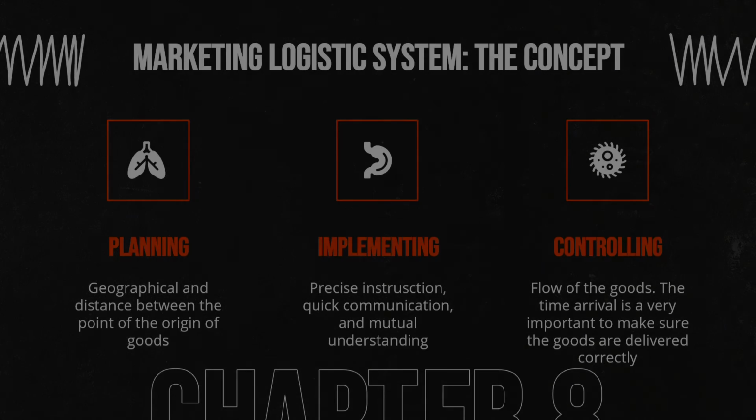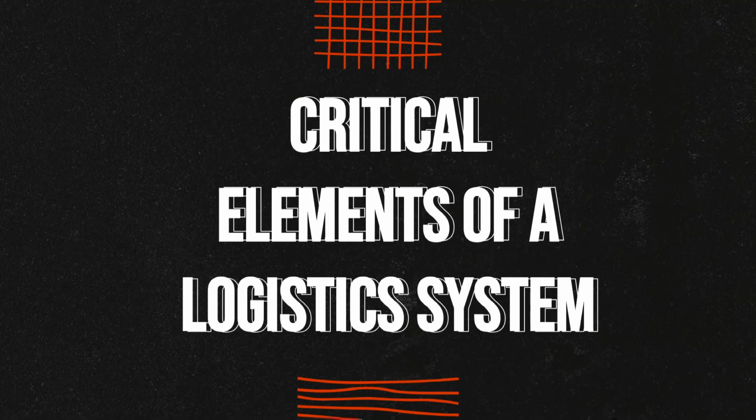to the destination. Next, I am going to present the critical elements of a logistics system, which are nature of product, location of manufacturing plant, availability of infrastructure, availability of different modes of transportation, location of warehouse, dealer and distribution network, and lastly, government policies. Let's take a look at nature of product.